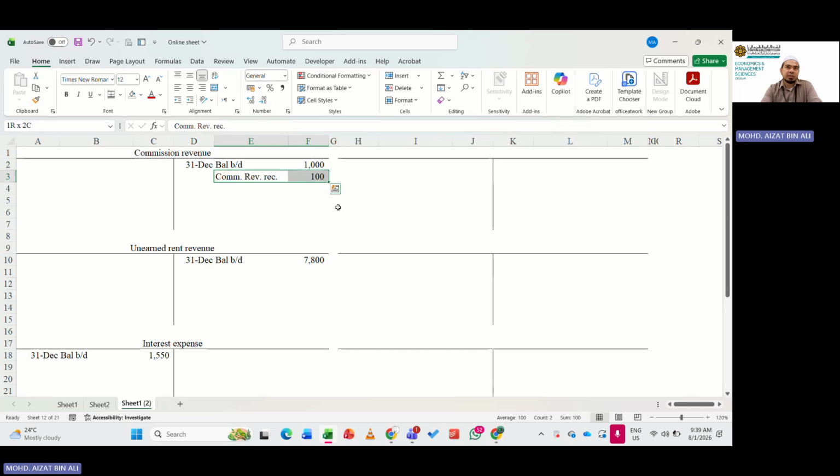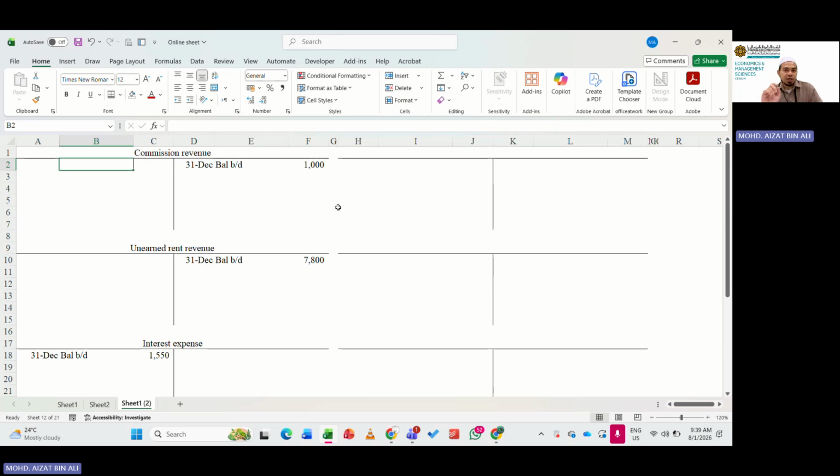If you don't think that this reasoning is friendly to you, let's look at this from another perspective. It says that commission revenue earned for the current period is 1,100 ringgit. It means that the amount that we are supposed to receive is 1,100 ringgit. As I mentioned earlier, the words supposed to receive, supposed to pay, are represented by SOPL.